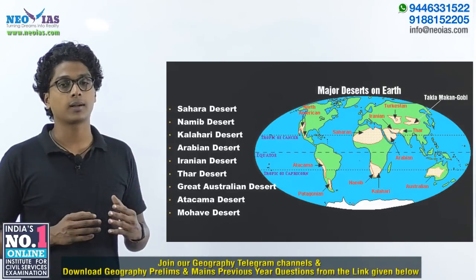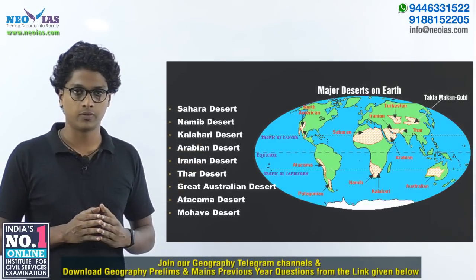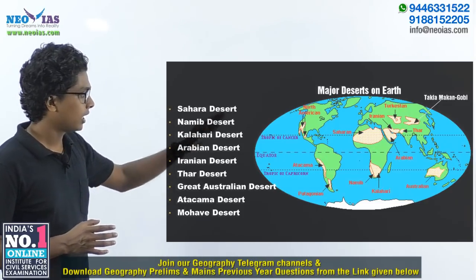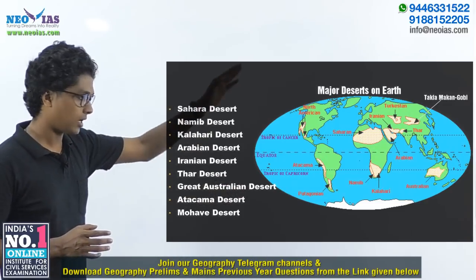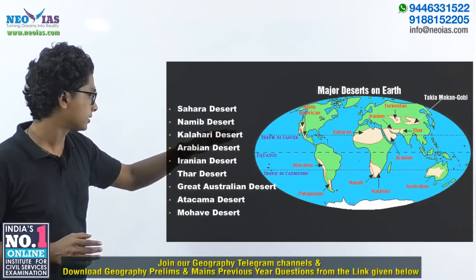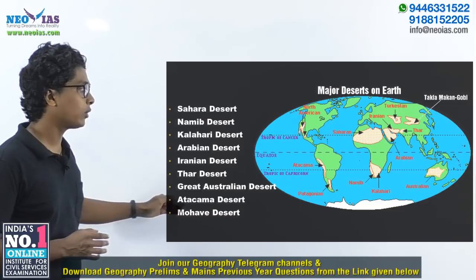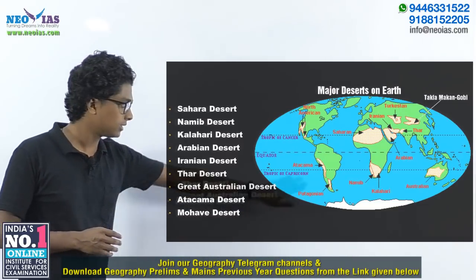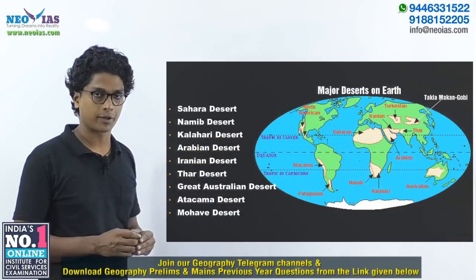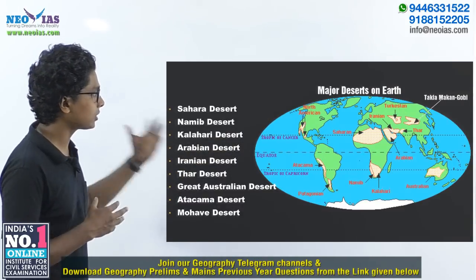First, let's take a look at the major hot deserts of the world. They are listed here: the Sahara Desert, Namib, and Kalahari in Africa, and the Arabian Desert, Iranian Desert, and Thar Desert. We also have the Great Australian Desert, the Atacama Desert in South America, and the Mojave Desert in North America. So these are regarded as major hot deserts.